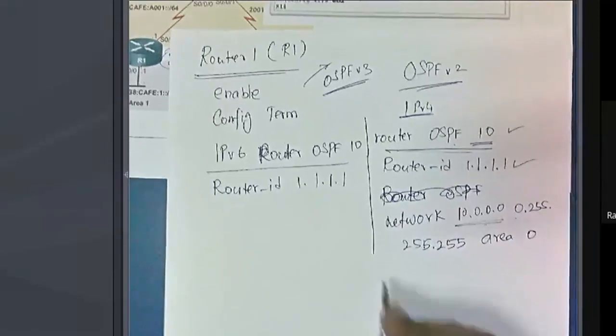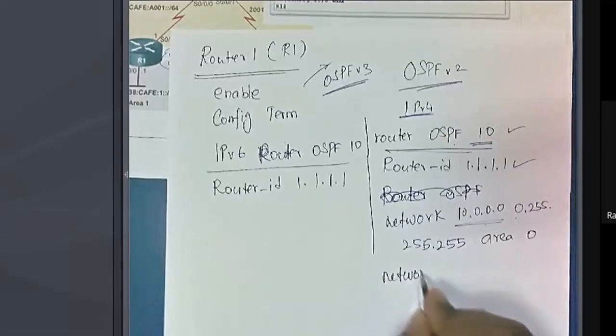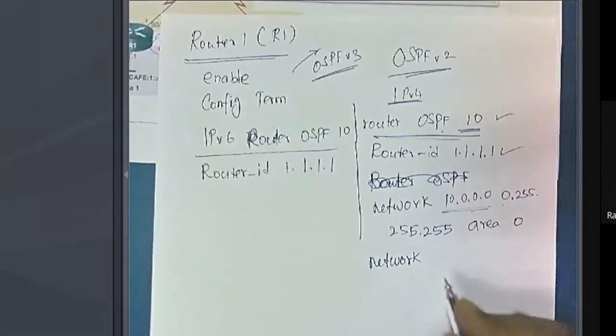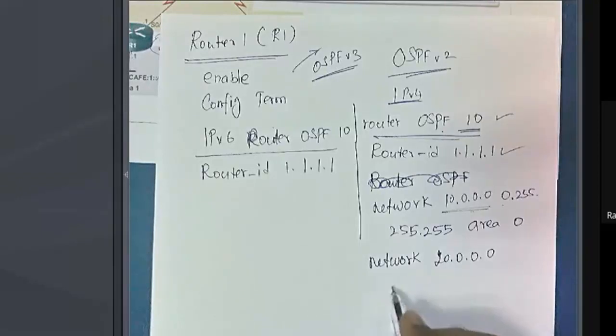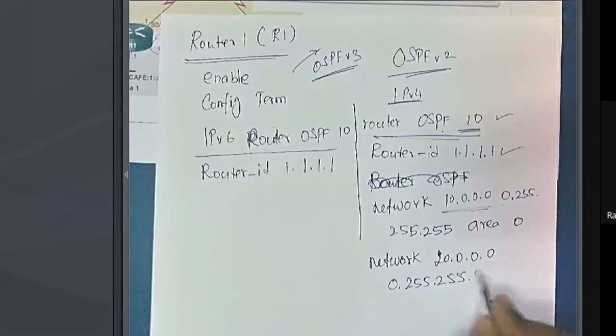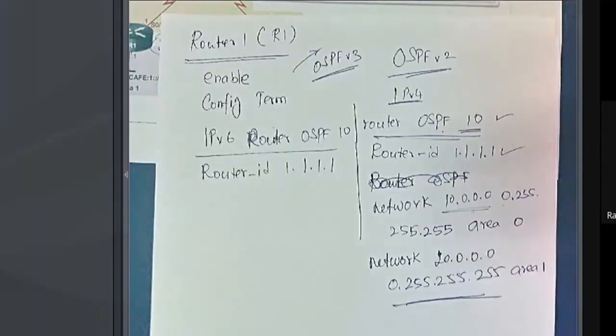Then the next network. This is what we discussed yesterday, I'm recapping. Network 20.0.0.0. What is the wildcard mask? 0.255.255.255, area 1. So this is for IPv4.